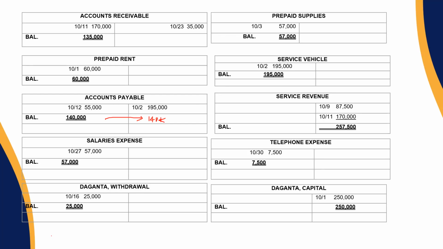And of course, the higher between 195 and 55. So 195 minus 55 equals 140,000 pesos. So you have 140,000 pesos for our accounts payable.